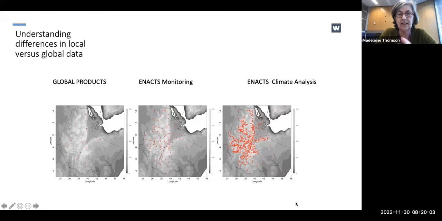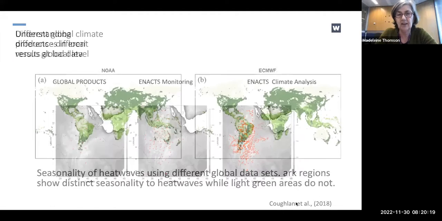And this is just an example of a particular source of climate data, the ENACTS products, which are very detailed and based on a lot of observational data as well as satellite and model data, whereas global products do not have that level of observational data.